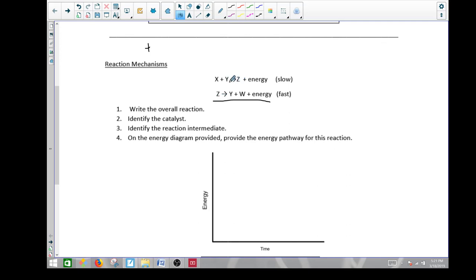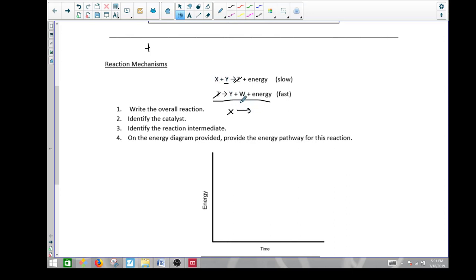So this Z is produced and consumed. That's an intermediate. Y is brought in and then kicked out the end. That's a catalyst. So it works just like any other chemical. It's required for X to connect to it, so it's a vital part of the actual reaction. But it is considered a catalyst.